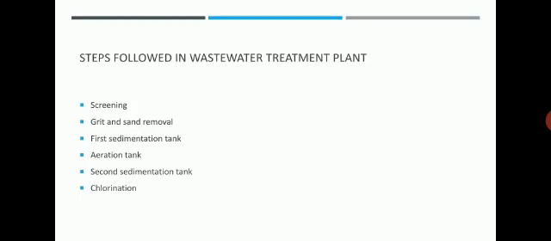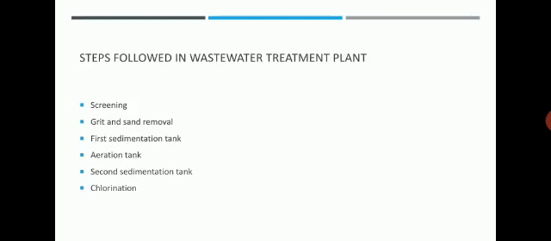After the screening, water is moved to the grit and sand removal tank. In this tank, the speed of wastewater is slowed so that grit, sand, and pebbles settle down at the bottom of the tank, and the wastewater flowing above passes through the next tank, that is the first sedimentation tank.